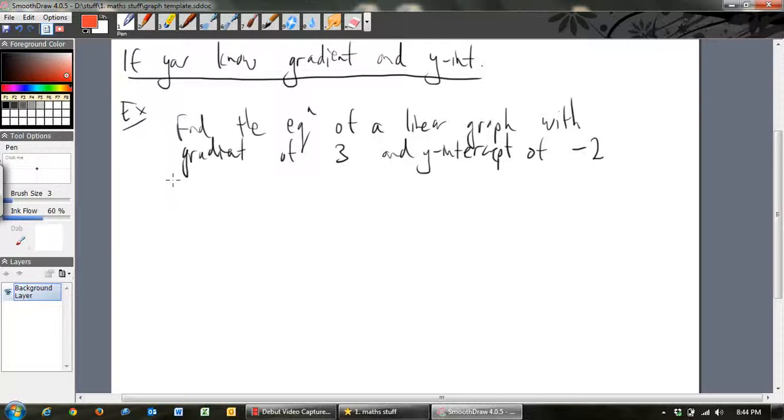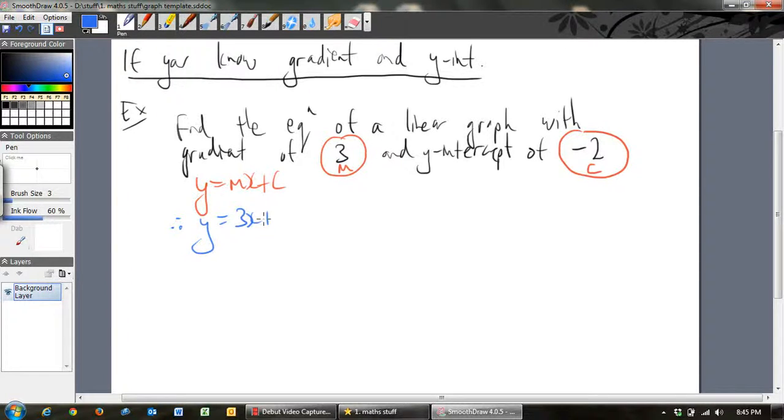So find the equation. Firstly, just remind yourself, what are the two pieces of information that you need to be able to find the equation of a linear graph? You've got y equals mx plus c, and if you can find m and you can find c, then you're sweet. So what do we know here? We've been given the gradient. Wow, so there we go. That's m. The gradient is 3. You've been told that. Sweet, that's nice. Also, you've been told the y-intercept. Awesome as well. That's c. You know m, you know c, so therefore you can write the equation. So y equals mx plus c, therefore y equals, what was the gradient m?